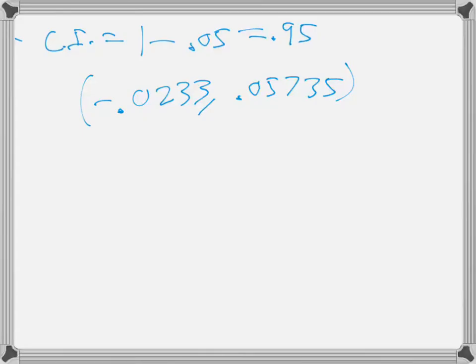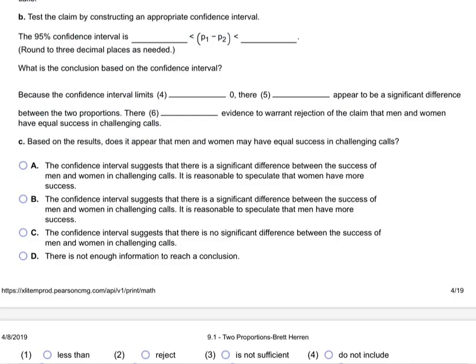Makes sense. So 1 minus, no doubling. Okay, so then over here, we write that in again. It was negative, they want 3 places: negative 0.023 to positive 0.057. So now, what is the conclusion? Does the confidence interval contain 0 or not contain 0? Yes, 0's in there. This goes from a negative to a positive, doesn't it? So this time 0's in the interval.